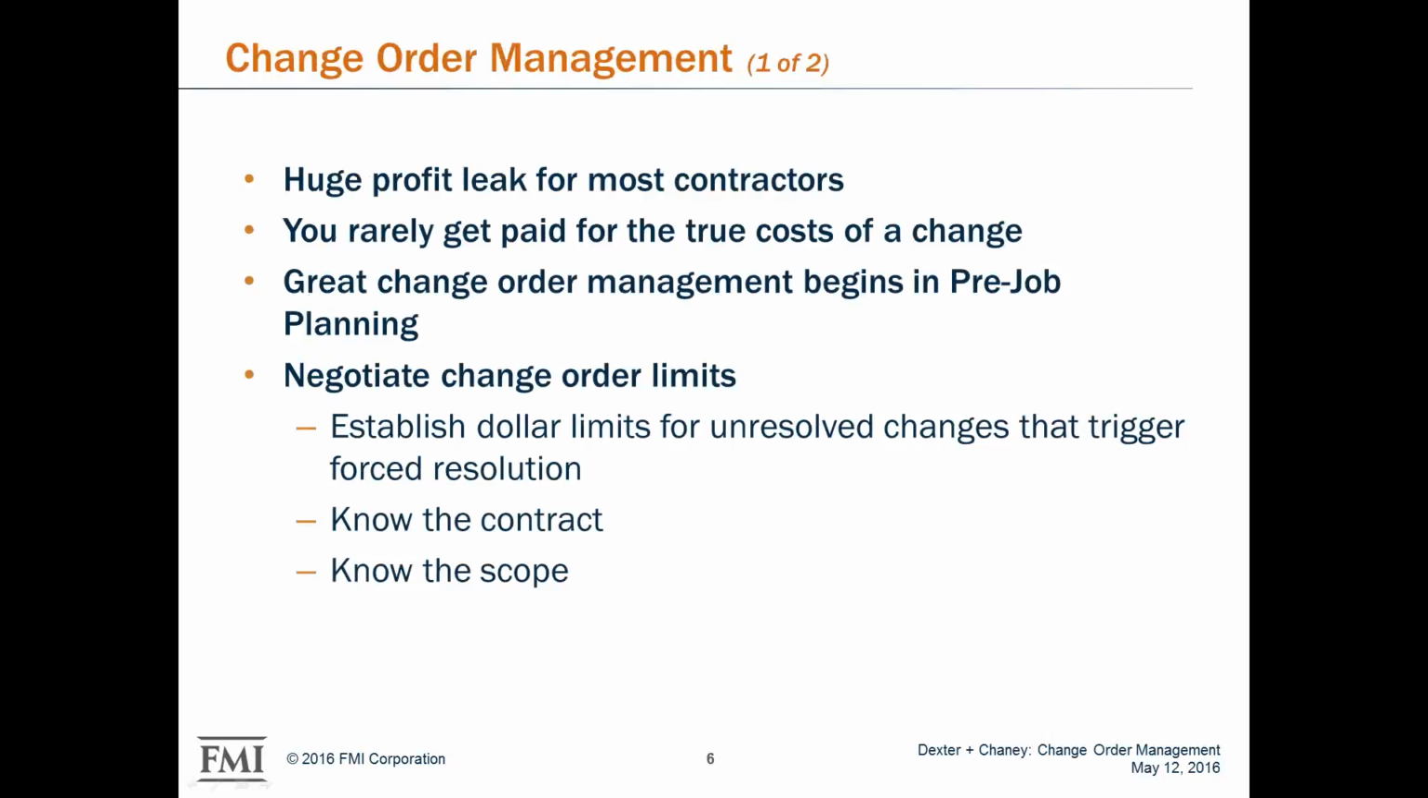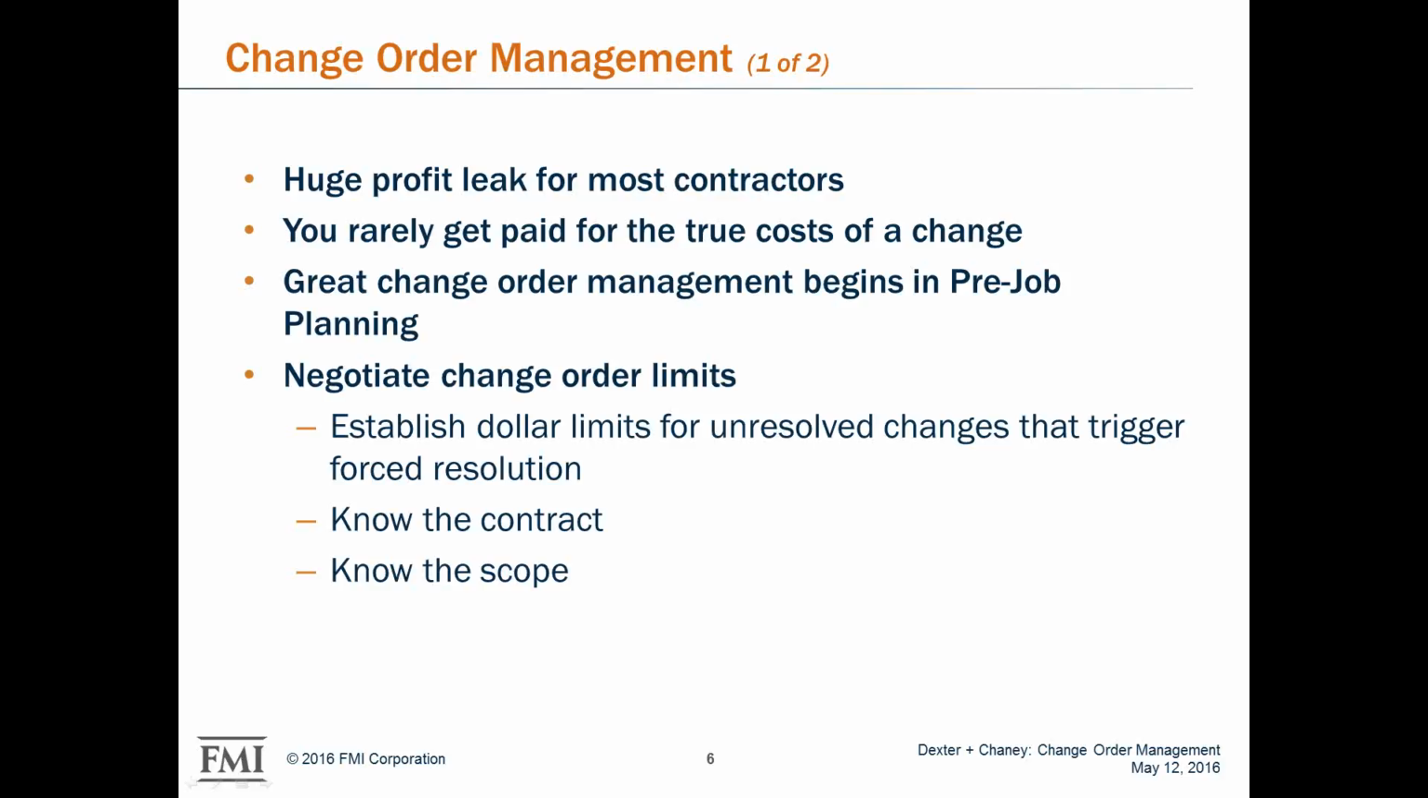In terms of change order management, it's a huge profit leak for most contractors. It doesn't necessarily have to be, but folks lose a lot of money on these. You rarely get paid for your true cost, so that's the general conditions overrun, overhead, things such as that. Great change order management starts in pre-job planning. That happens before you ever actually do the work of the change order, before you do any work at all. You're already starting to plan for this.